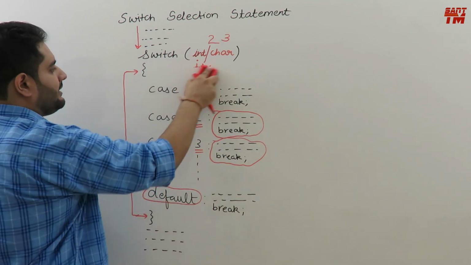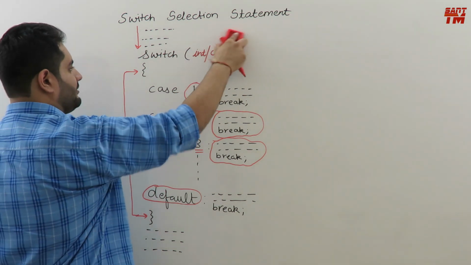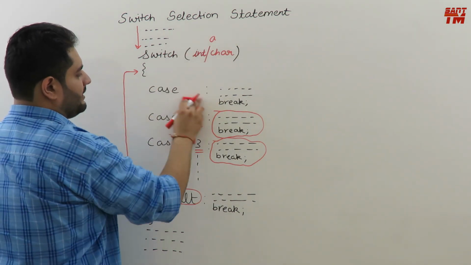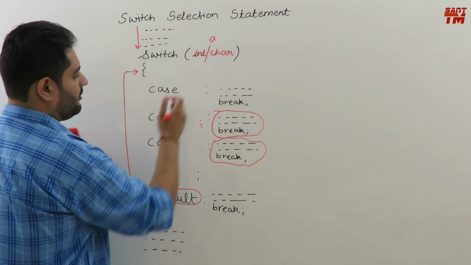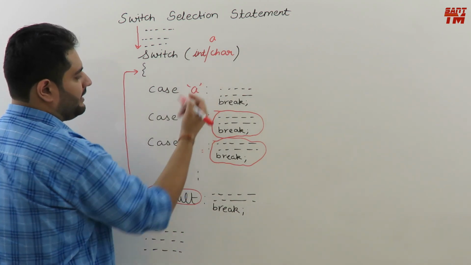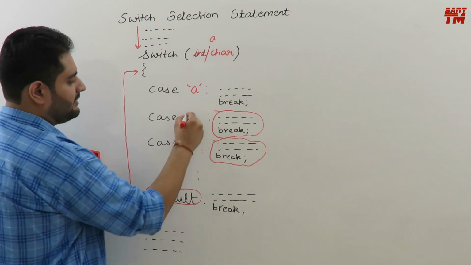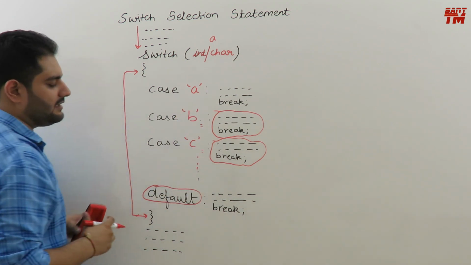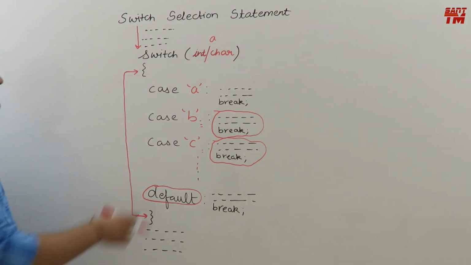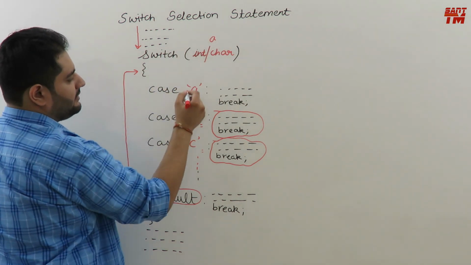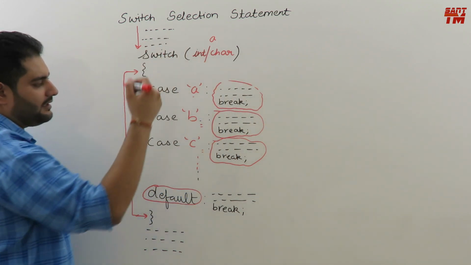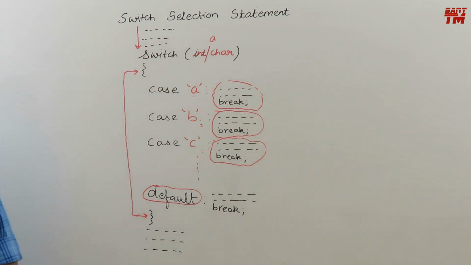Similarly, we can have character values also. Suppose I have A, then case labels should also be characters. How? Case A can be there, and a character should always come in single quotes. Case B can be there, case C can be there, and so on, the cases can continue. If there is A, then case A will get matched and all the statements related to that case will get executed. So this is how the switch selection statement works.